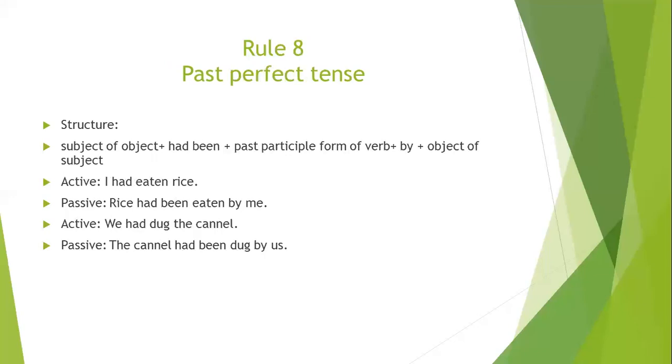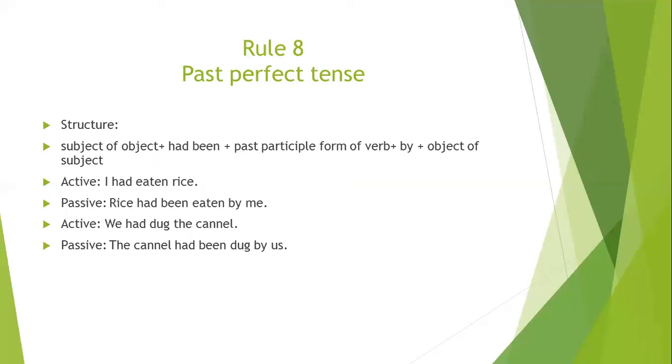Rule number 8. It is for the past perfect tense. Dear cadets, how will you identify that this one is a past perfect tense? The rule is, if you see had, you will be able to understand that this one is written in past perfect tense. So, see the example. I had eaten rice. The passive form will be, rice had been eaten by me.